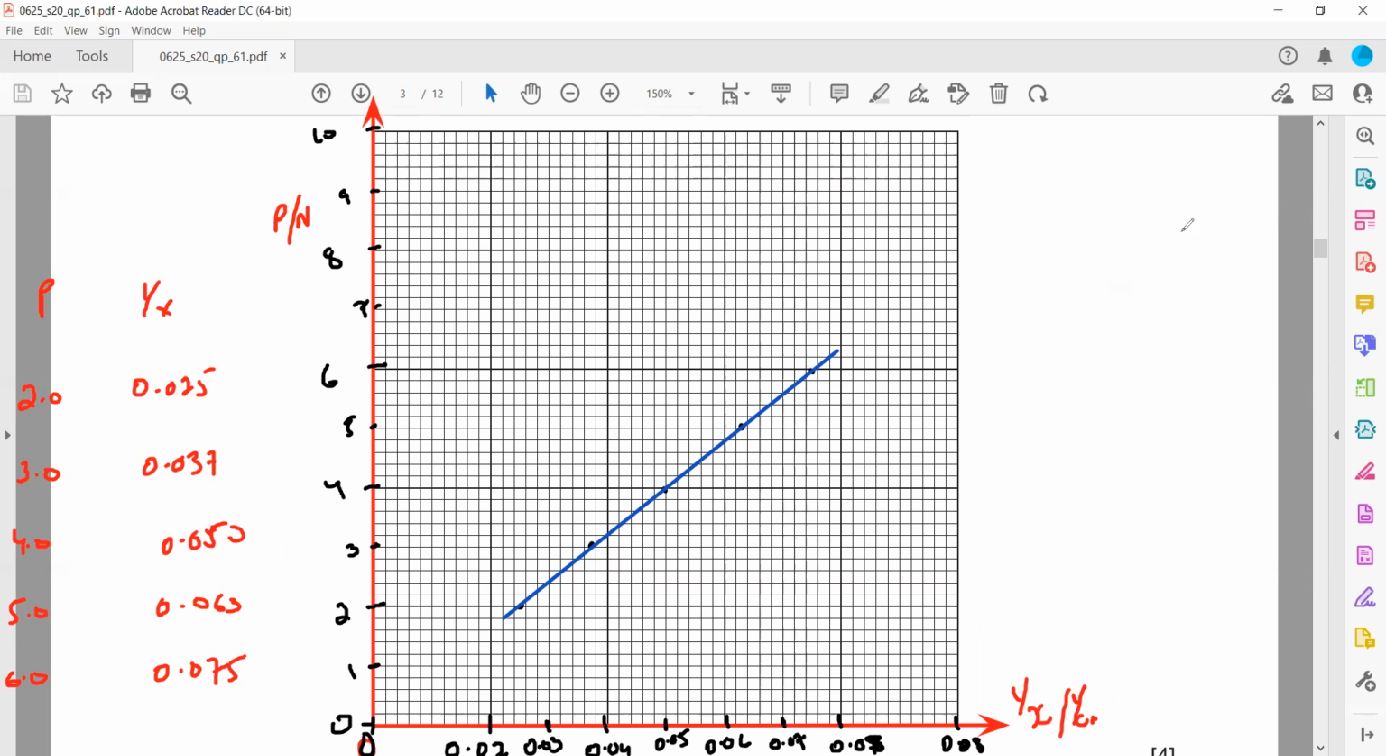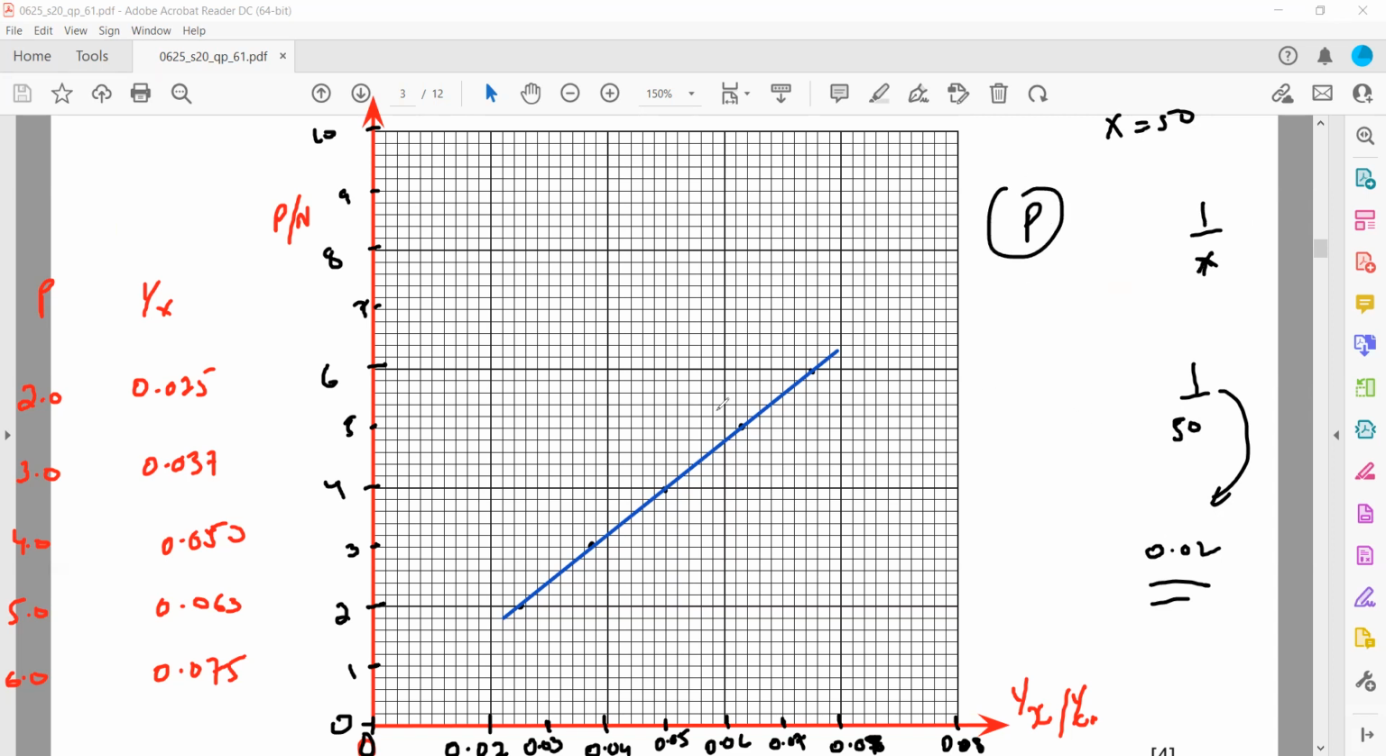This is the graph between P and 1 over x. The maximum value of x is 50. So when we calculate 1 over x, 1 divided by 50 is 0.02. So if the value of 1 over x is 0.02, we want the value for P. That's the minimum value of P. So how can we determine it? If we just extend our graph line, like this is our graph line.